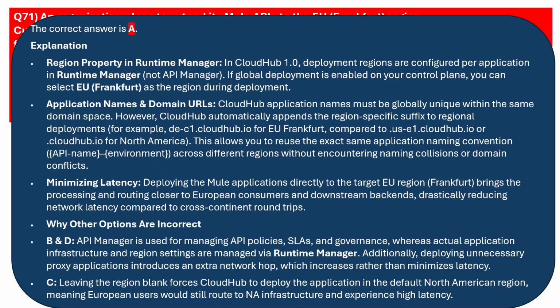Minimizing latency. Deploying the Mule applications directly to the target EU region, Frankfurt, brings the processing and routing closer to European consumers and downstream backends, drastically reducing network latency compared to cross-continent round trips.